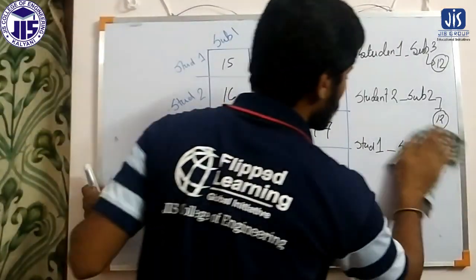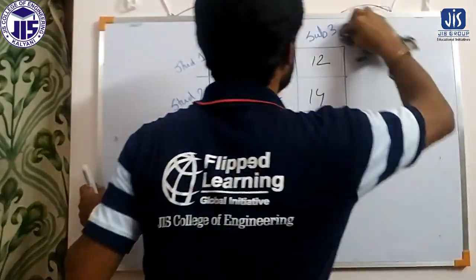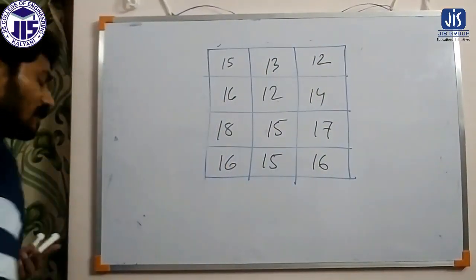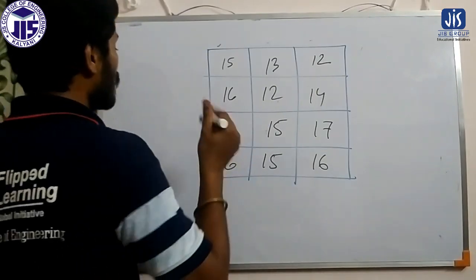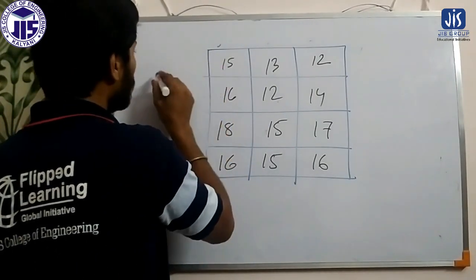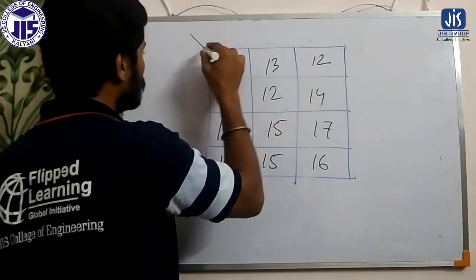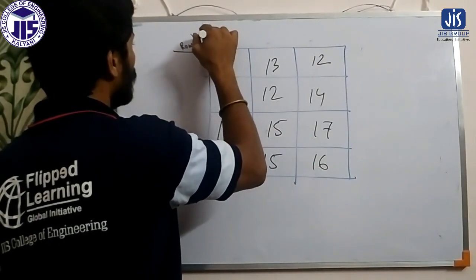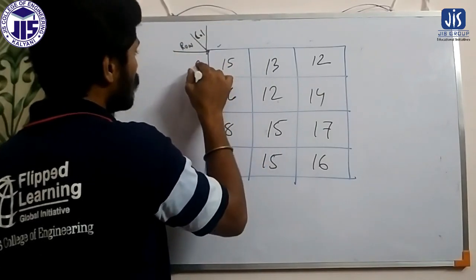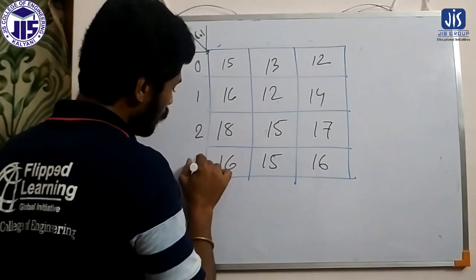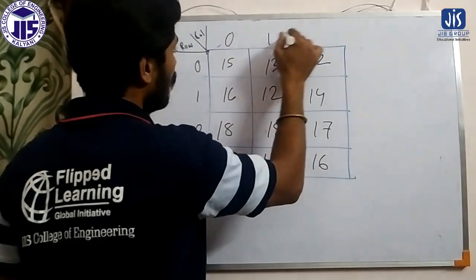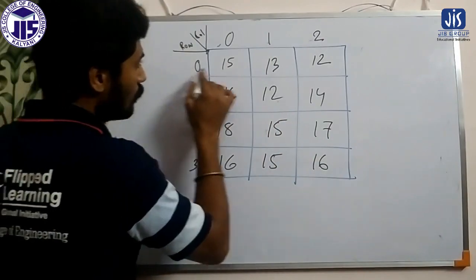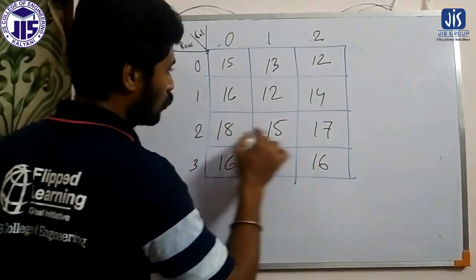So what I do is convert this into a two-dimensional array. As we know, we always start marking the position from 0. So we consider this as the row and this is the column. So this is 0, 1, 2, 3, and here it is 0, 1, 2. So this is column number 0, column number 1, column number 2, and row 0, row 1, row 2, row 3.